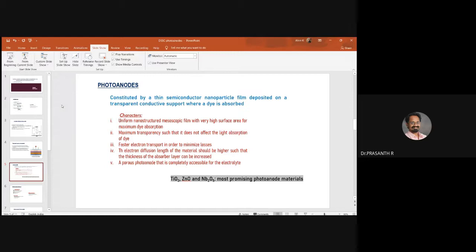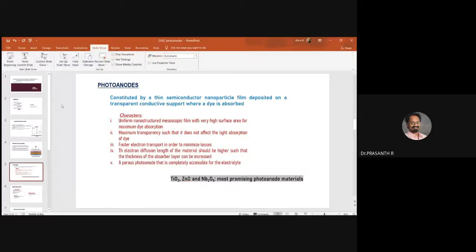As this is a study on the performance of different photoanodes in DSSC, this paper focuses on the photoanode material and its fabrication techniques. So, what is a photoanode? It is essentially constituted by a thin semiconductor nanoparticle film deposited on a transparent conductive support, which should satisfy some characteristics. Those are listed here in this slide.